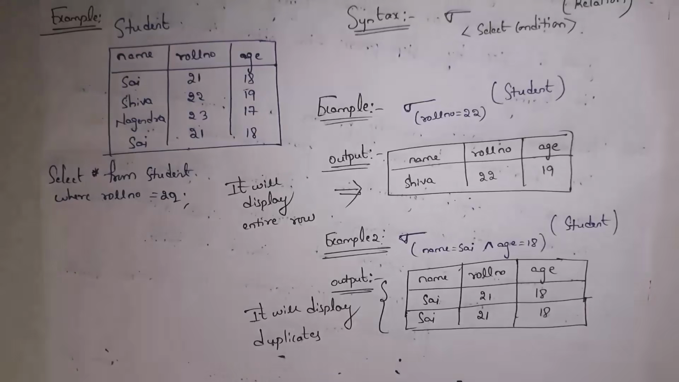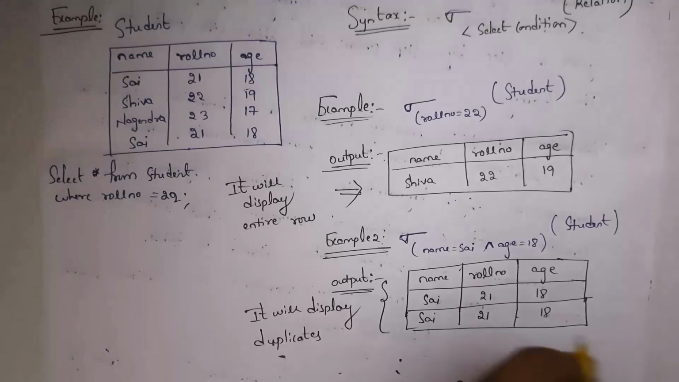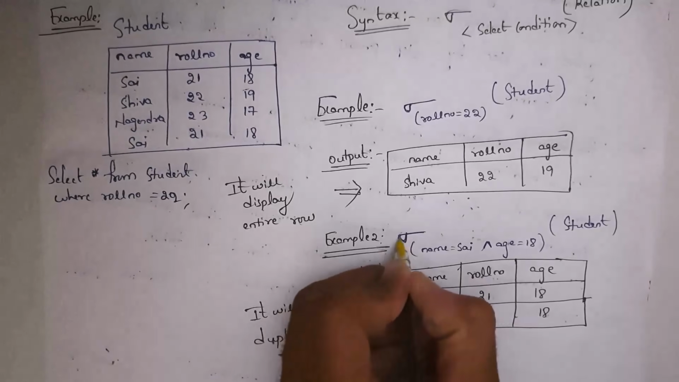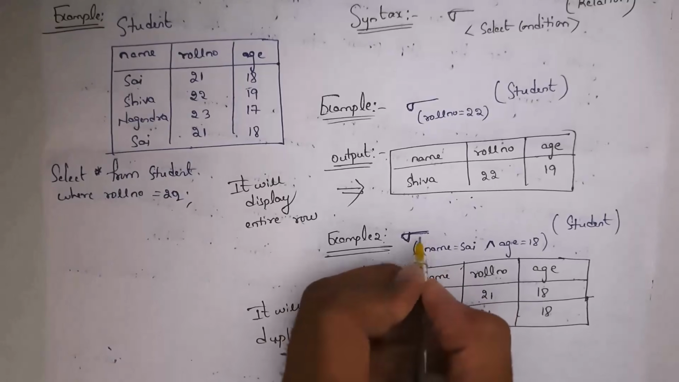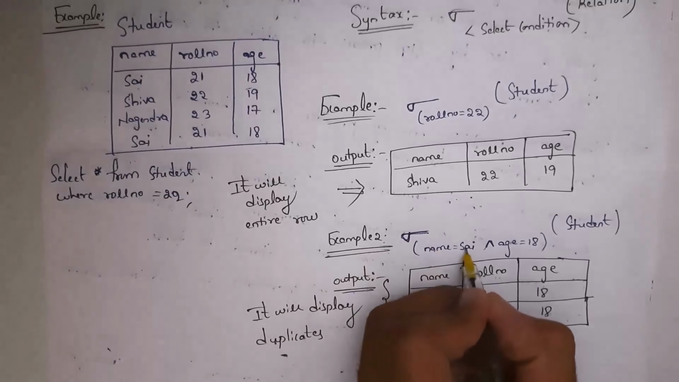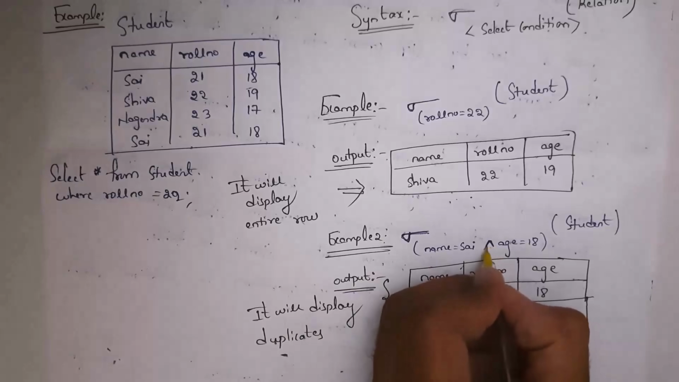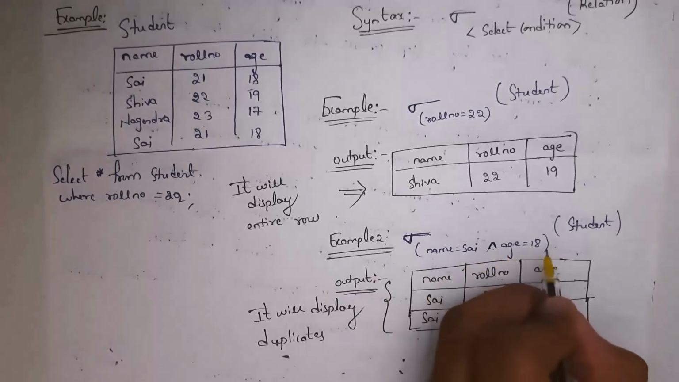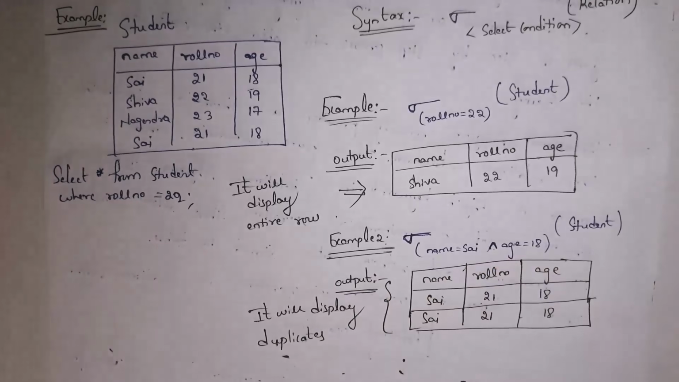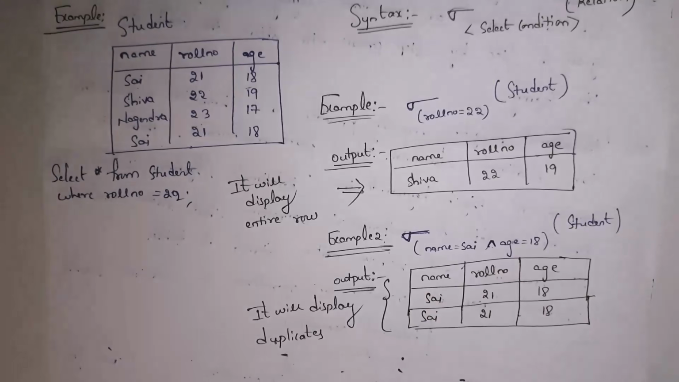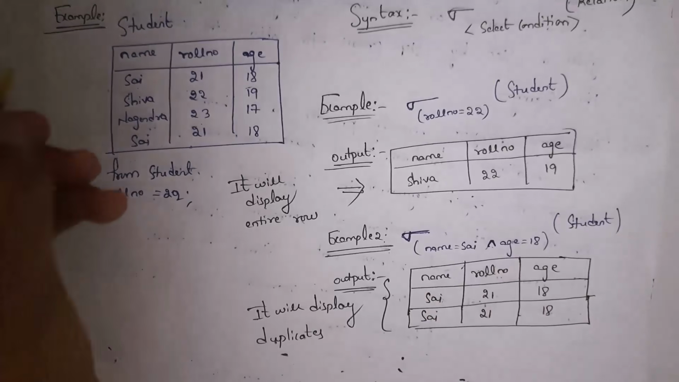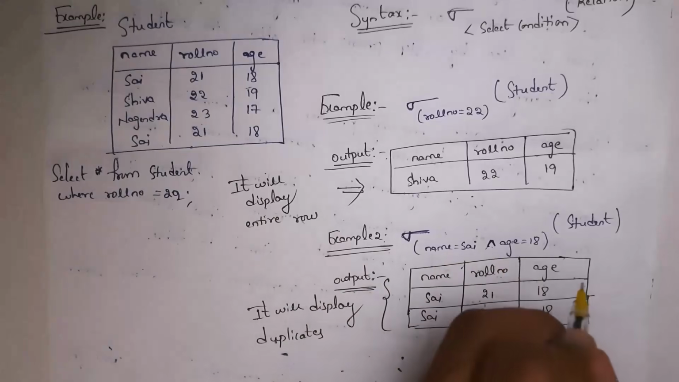It will display the entire record. I'll give one more example. As I already said before, for selection operations we need to use sigma. So I have written sigma here. Under sigma I have written name equal to Sai and age equal to 18. This is my condition, and the table name is student. Whenever I run this mathematical operation, at first it will check whether name Sai and age 18 is present in the table.